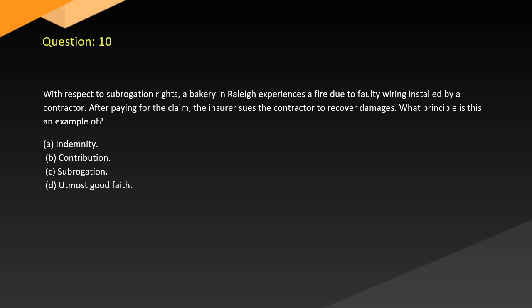Question 10. With respect to subrogation rights, a bakery in Raleigh experiences a fire due to faulty wiring installed by a contractor. After paying for the claim, the insurer sues the contractor to recover damages. What principle is this an example of? A. Indemnity. B. Contribution. C. Subrogation. D. Utmost good faith.